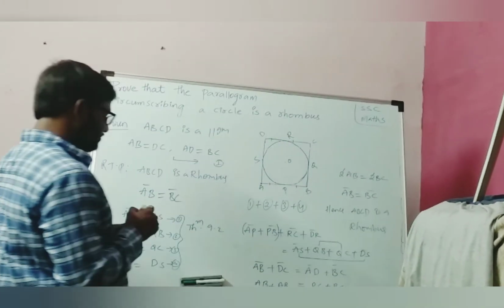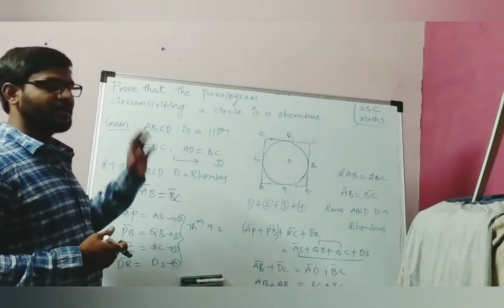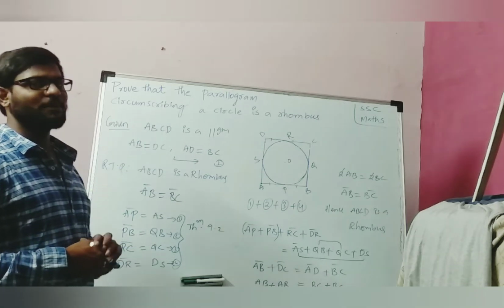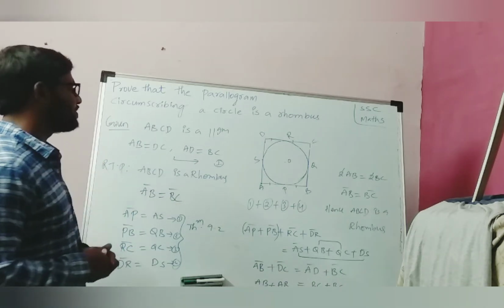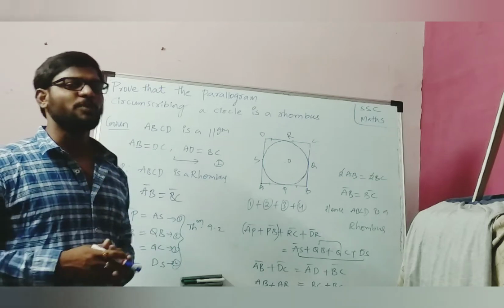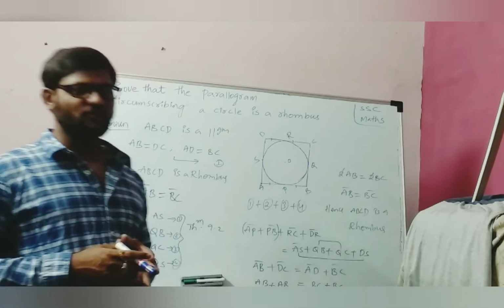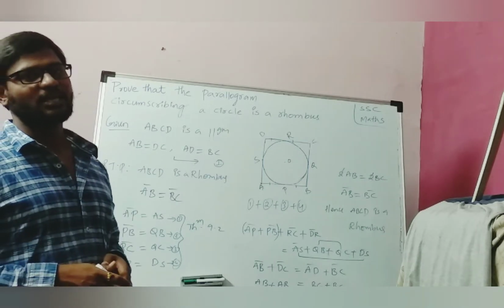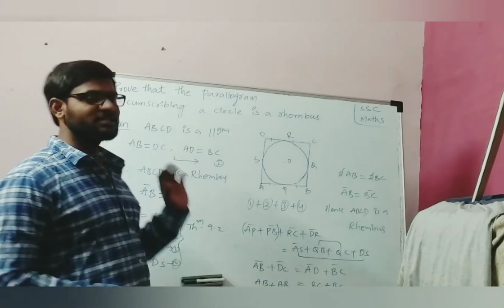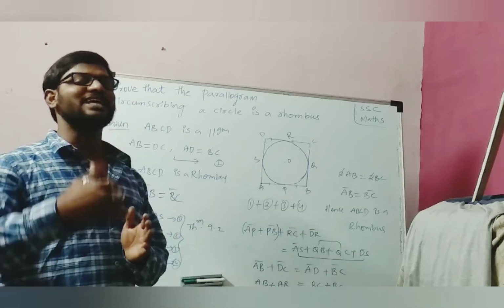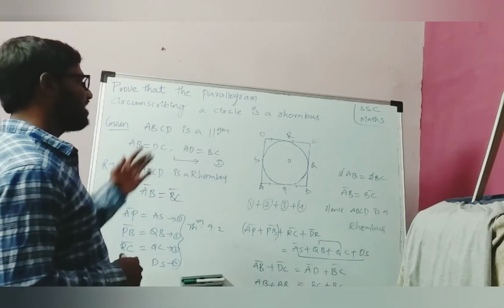Okay. So first write what is given. ABCD is a parallelogram, and we have to prove here ABCD is a rhombus. First learn the properties of parallelogram and rhombus. In a parallelogram only opposite sides are equal. In a rhombus all the four sides are equal. So to prove this parallelogram is a rhombus, it is enough to prove that adjacent sides are also equal. Here AB and BC are adjacent.